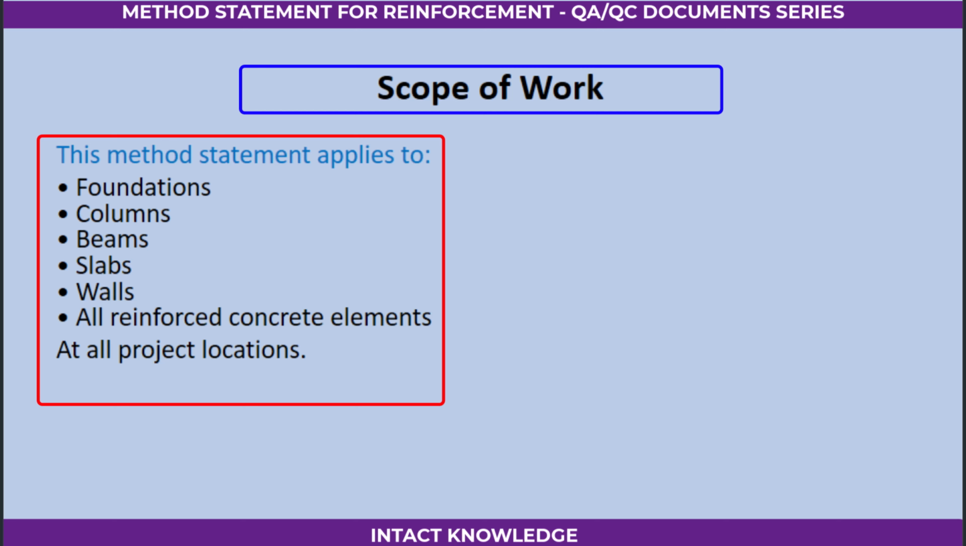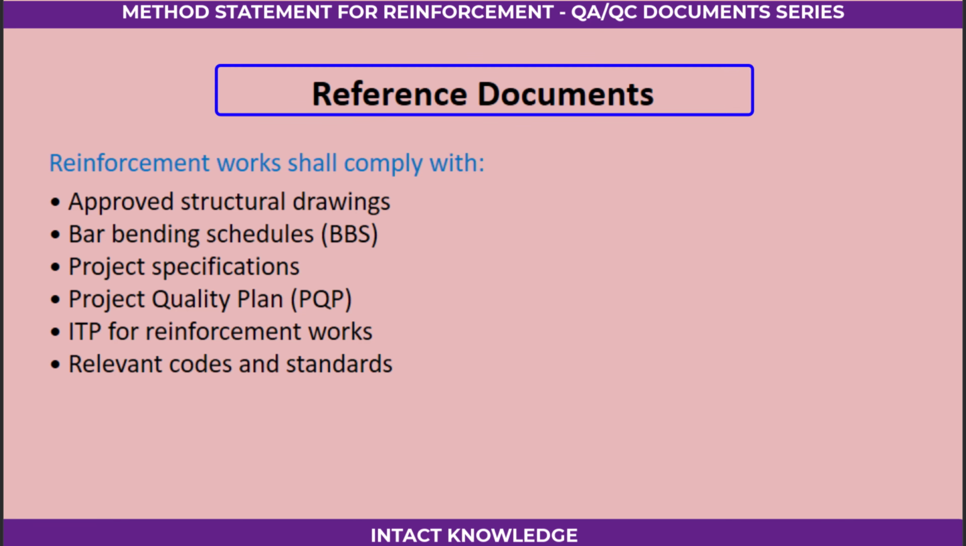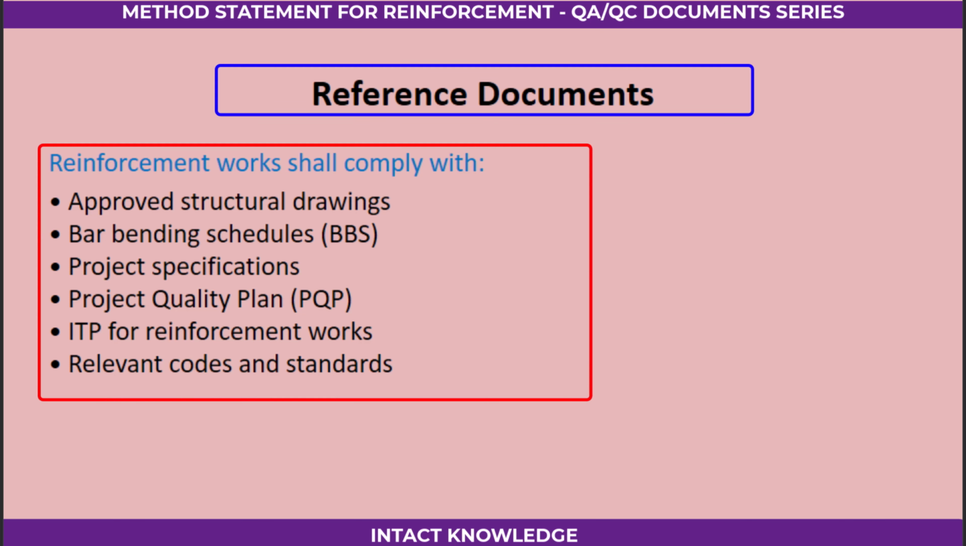Scope of work. This method statement applies to foundations, columns, beams, slabs, walls, all reinforced concrete elements at all project locations. Reference documents. Reinforcement works shall comply with approved structural drawings, bar bending schedules, BBS, project specifications, project quality plan, PQP, ITP for reinforcement works, relevant codes and standards.